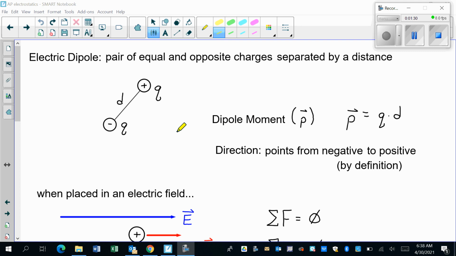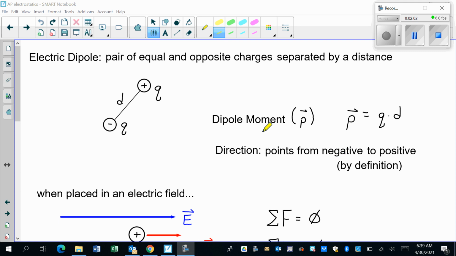We have a direction for the dipole moment. It's just a definition that we made forever ago, and by we, I mean obviously humans. It points from negative to positive. So don't allow this to confuse you about an electric field. An electric field points in the direction that a positive test charge would go. Well, a positive test charge wouldn't actually move in this direction. So this is a completely separate definition just for a dipole moment, pointing from negative to positive by definition.